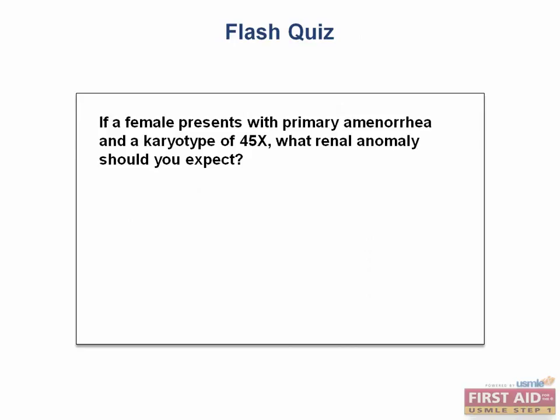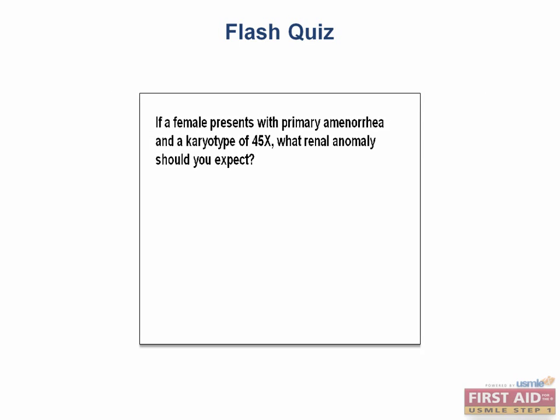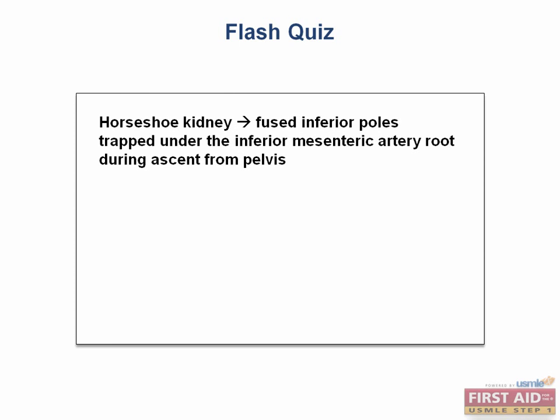Alright, flash quiz, here we go. If a female presents with primary amenorrhea and a karyotype of 45X, what renal anomaly should you expect? Well, this is horseshoe kidney seen in Turner syndrome. This is when the kidney has fused inferior poles trapped under the inferior mesenteric artery root during their ascent from the pelvis.